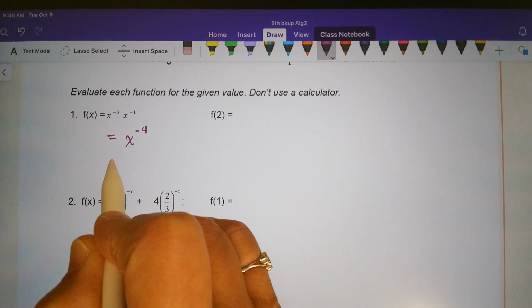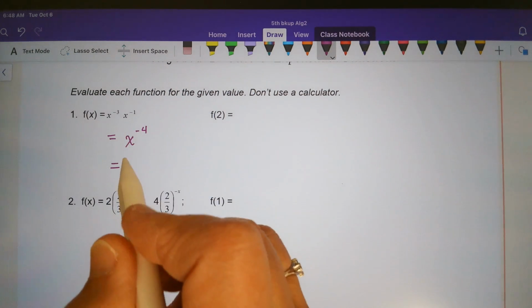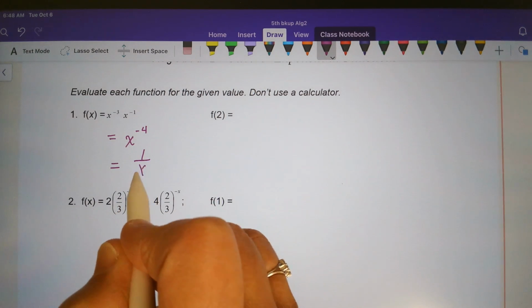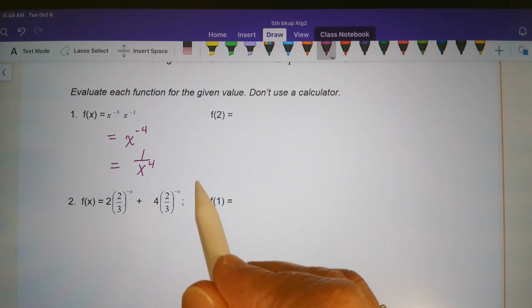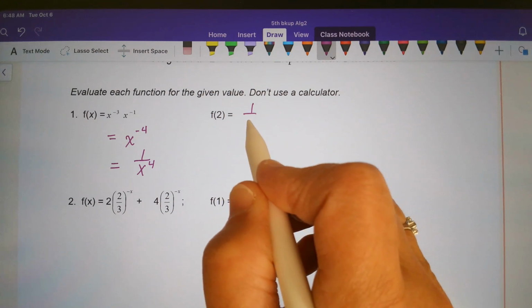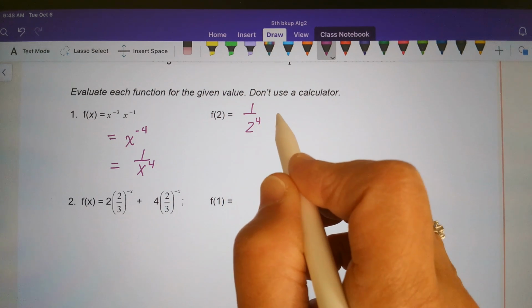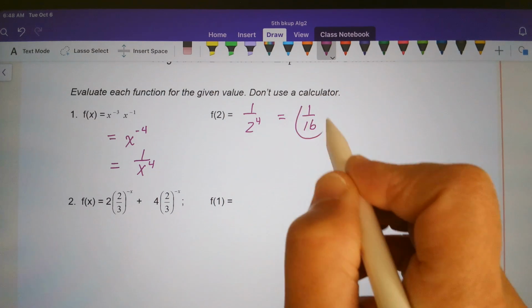And then if I wanted to, let's write this using a positive exponent. That's equivalent to 1 over x to the positive 4. Now, evaluate f of 2. So f of 2 would equal 1 over 2 to the positive 4, and 2 raised to the power of 4 is 16, so 1/16.